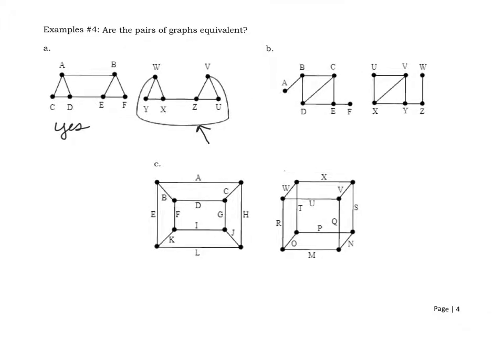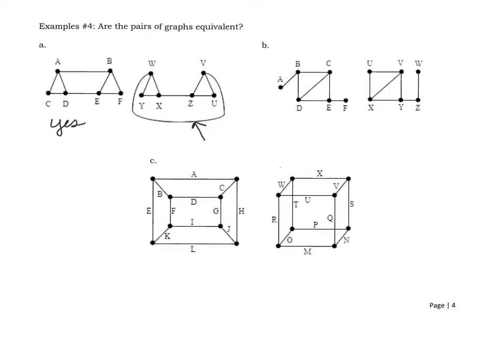Okay, if we look at example B, it appears that this part of the graph is the same as this part of the graph. This looks similar as well. But you notice we have an edge connected over here, whereas this edge over here has an extra edge on the right side. So those don't appear to be equivalent.